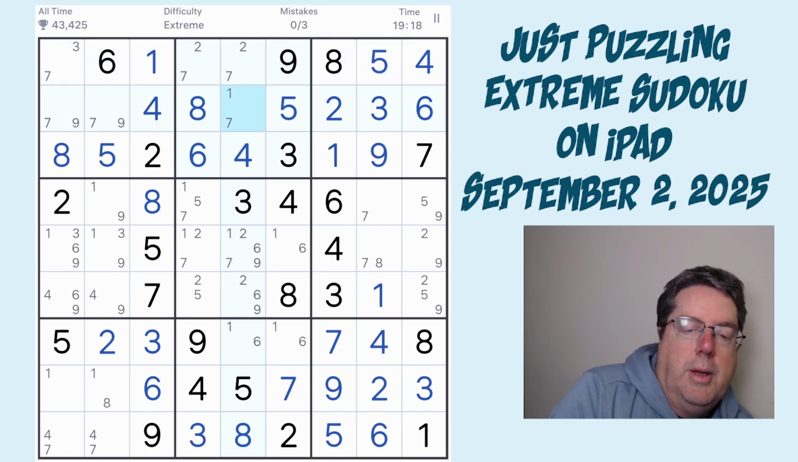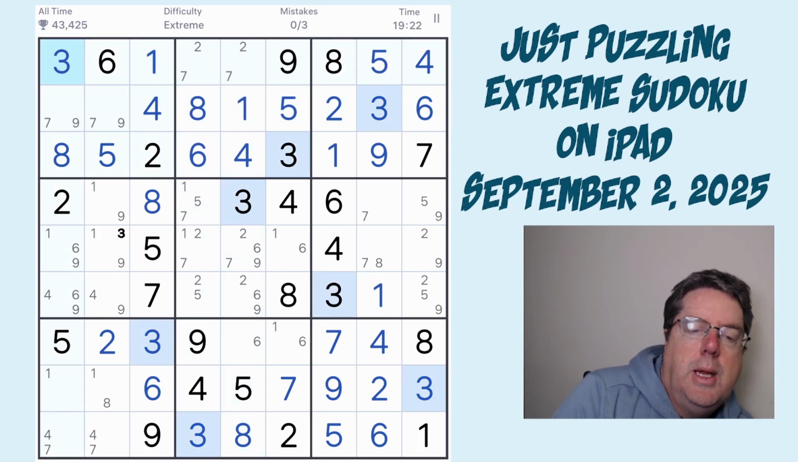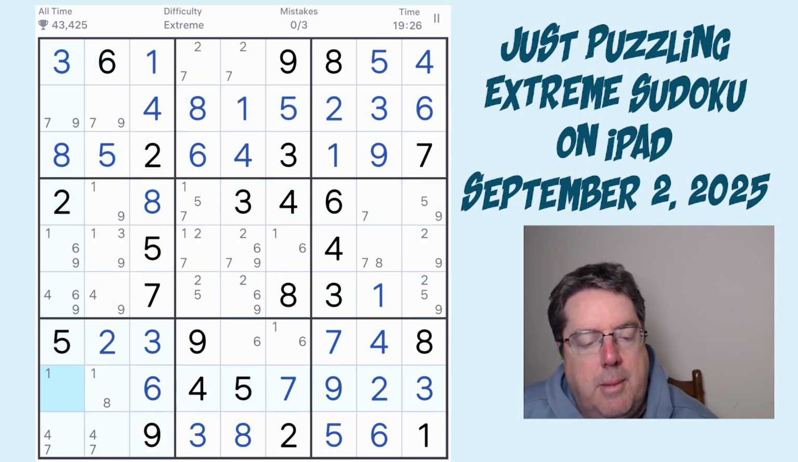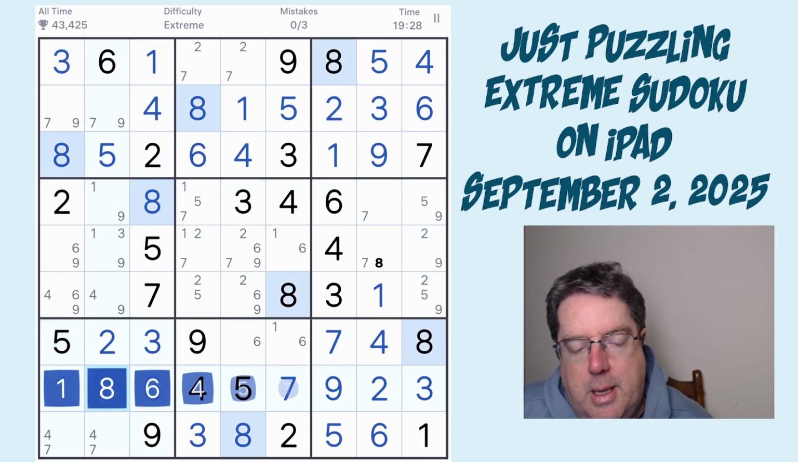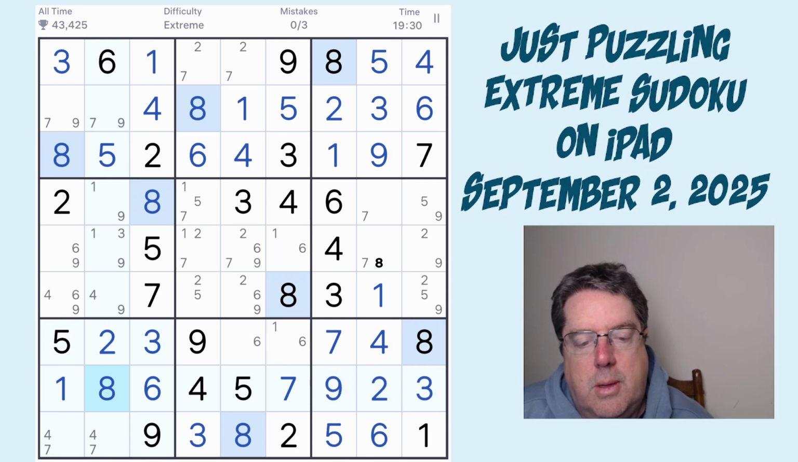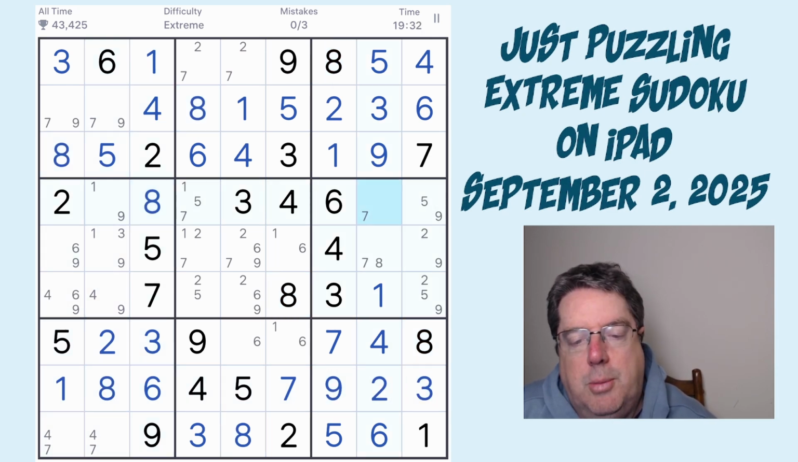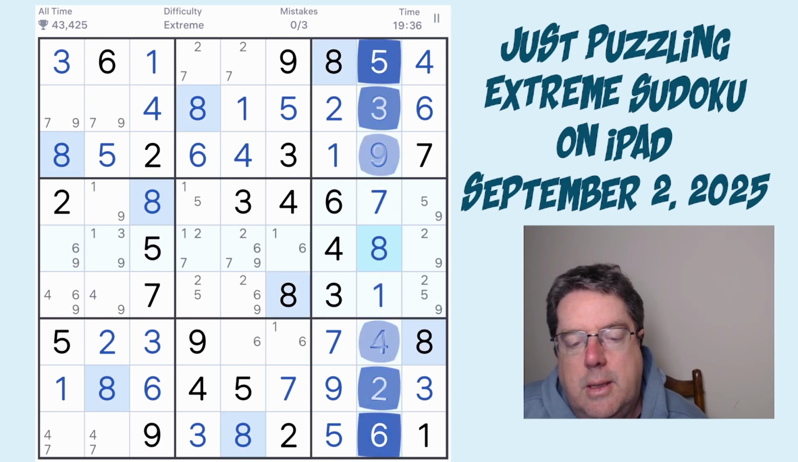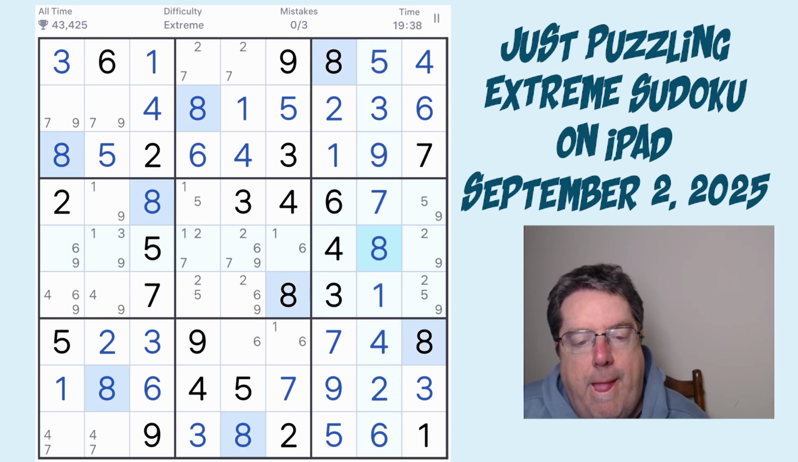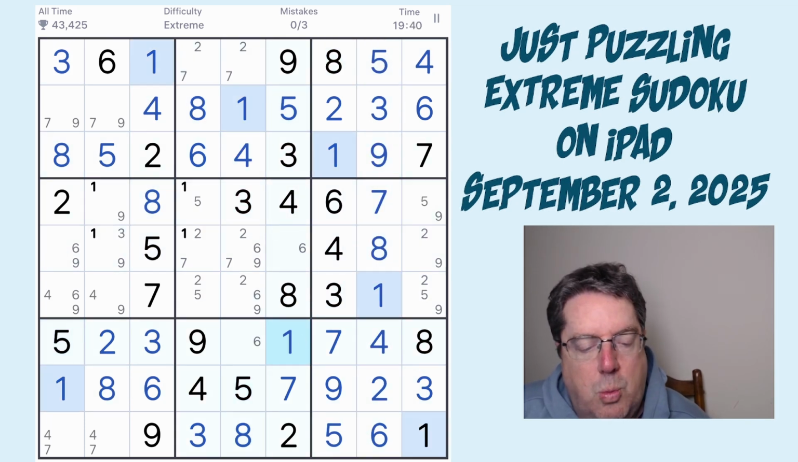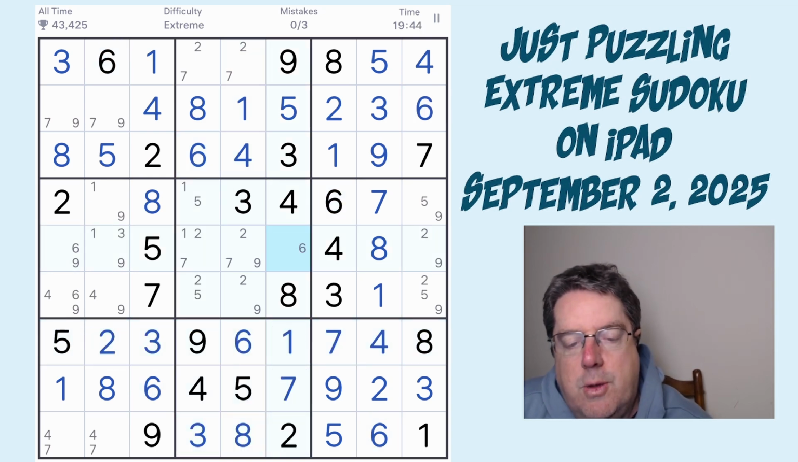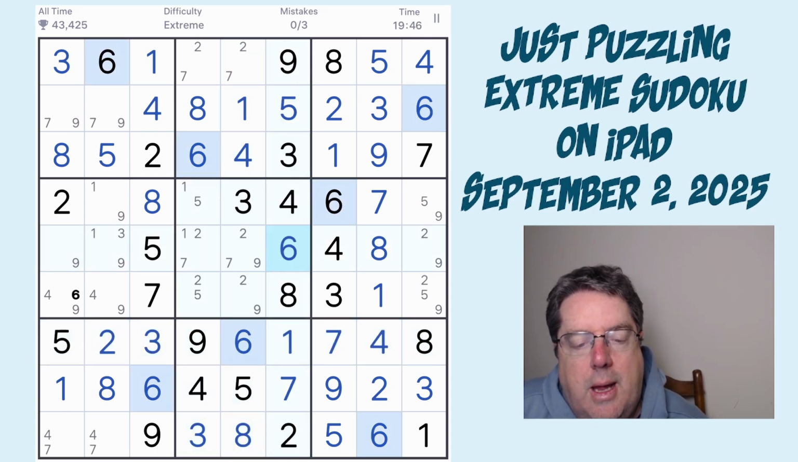2, 7, 2, 7, so that must be a 1. 2, 7, 2, 7, so that's a 3. 7, 9, 7, 9, so that makes sense. 8 can't be here, so it's a 1, leaving this to be an 8. Alright, so 8 comes across here, this was a 7, 8 pair, so 7, 8. 1 comes down here, so that's a 1 there, leaving this to be a 6 to finish off this row and box. Finish off this column, I need a 6 there.